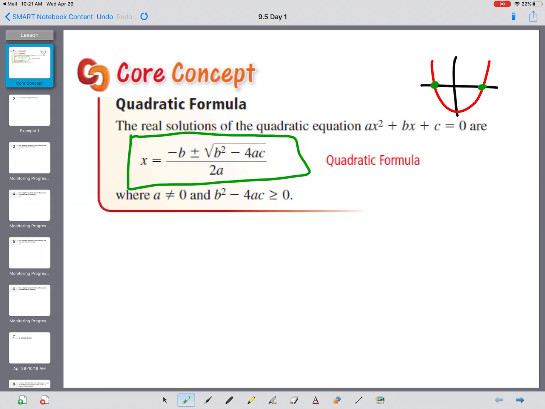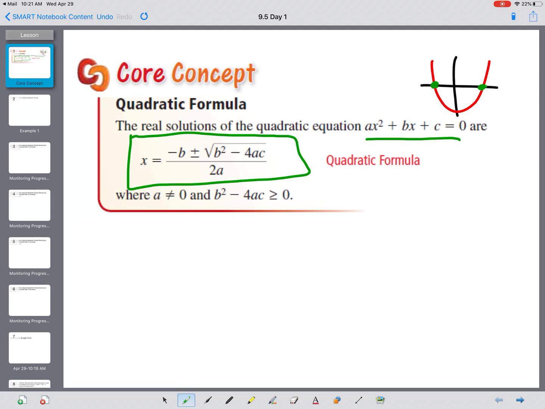The quadratic formula is based off of this right here, our standard equation, our coefficients. So my a value is always that number in front of the x squared. My b value is always that number in front of the x. My c value is always the number by itself. They can be positive, they can be negative.